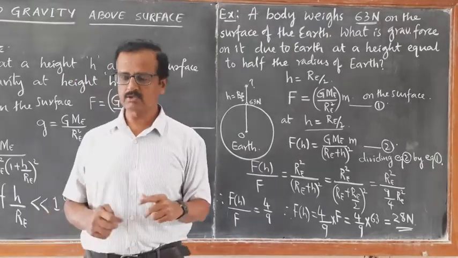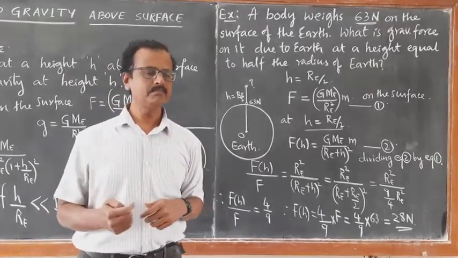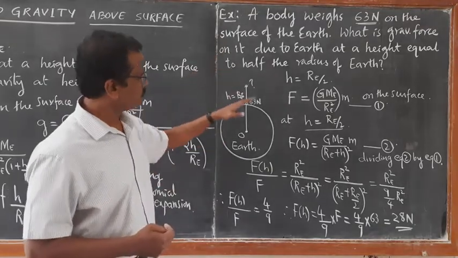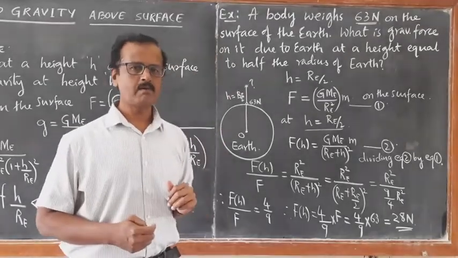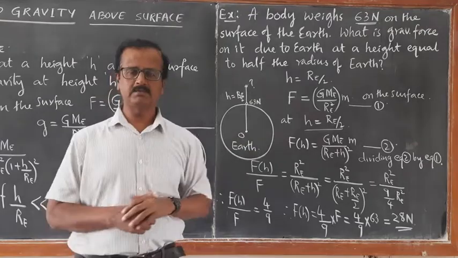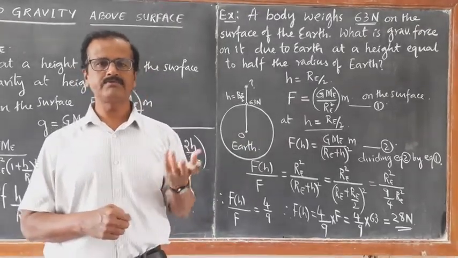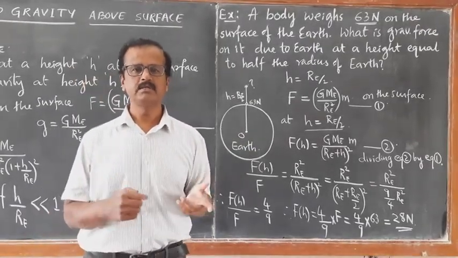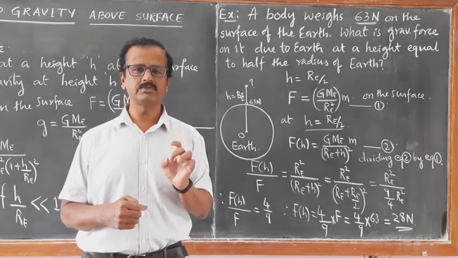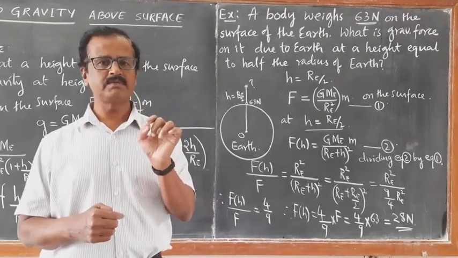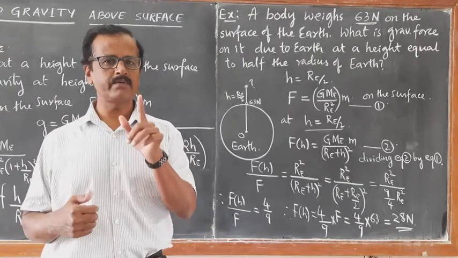Okay? Now I will solve one more numerical problem based on the variation of weight below the surface of the Earth. Variation of weight below the surface of the Earth, because there is a variation of acceleration due to gravity below the surface of the Earth. As we discussed here, acceleration due to gravity goes on decreasing.